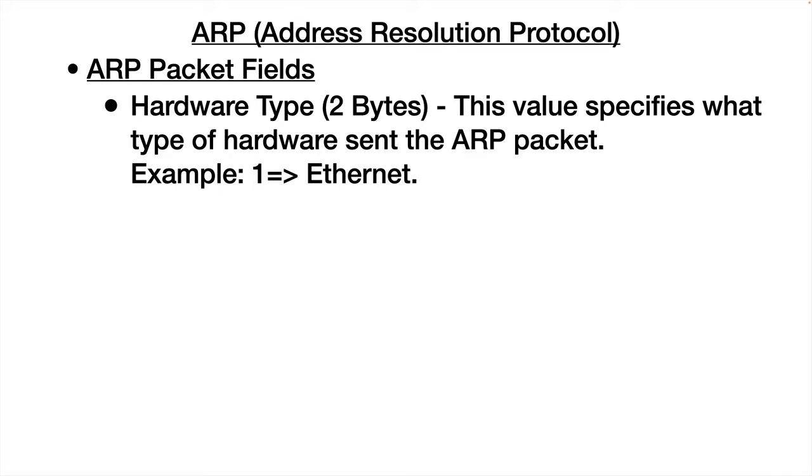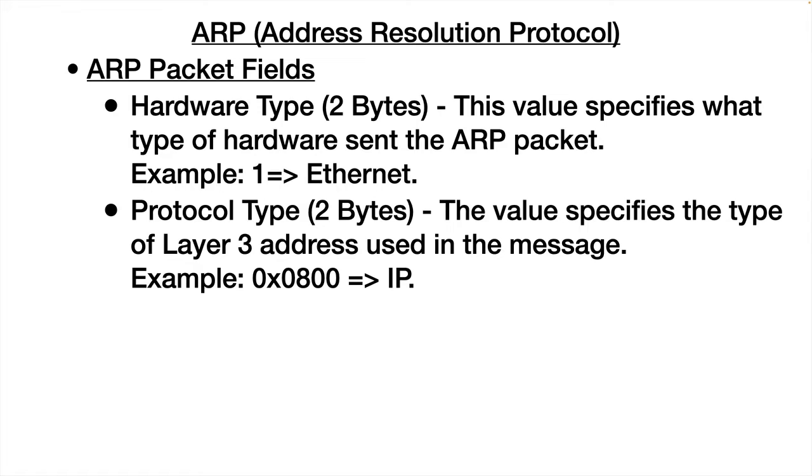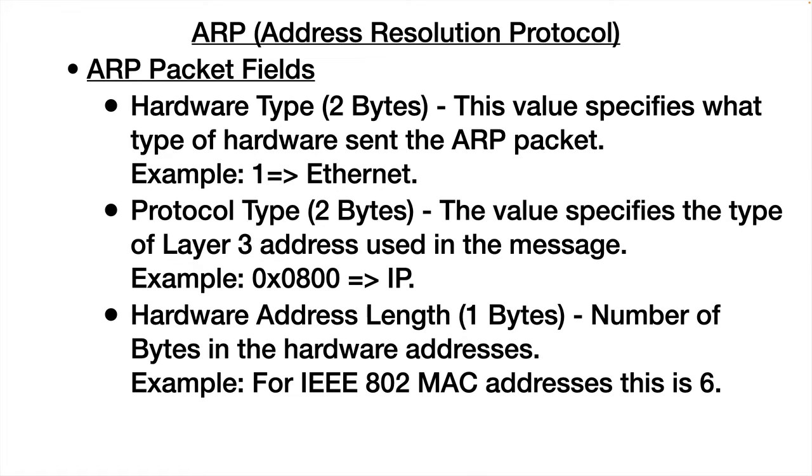And most of the time in today's world, we're going to see a 1 there, which means it was sent over Ethernet. The protocol type specifies the type of layer 3 addresses that we're going to be using in the message. And again, most common will be 800 hex, which means we are sending an IP packet basically.